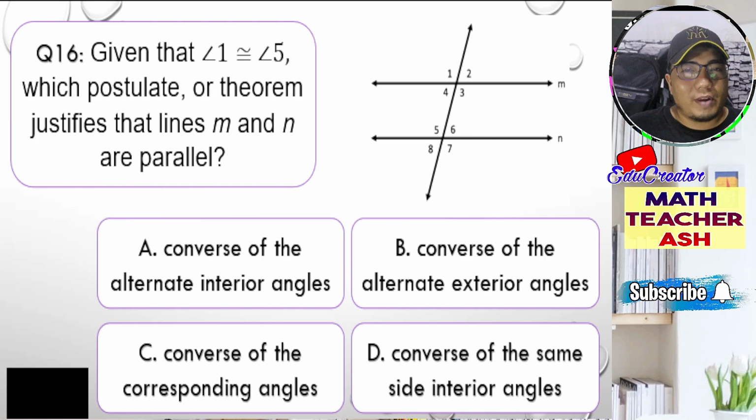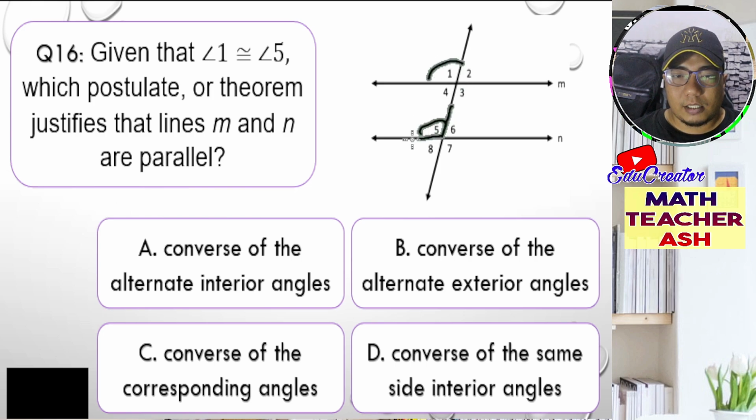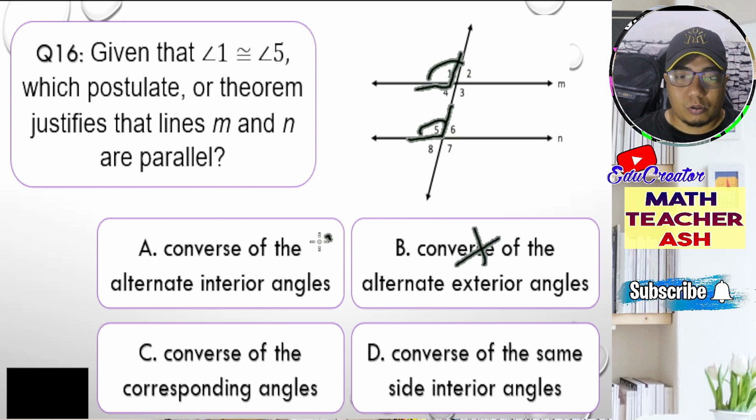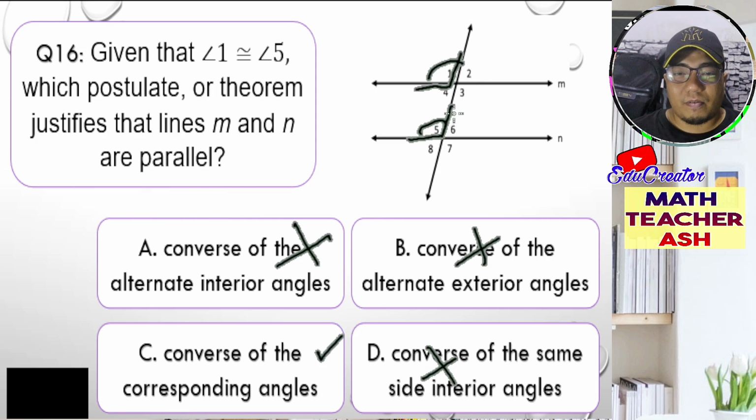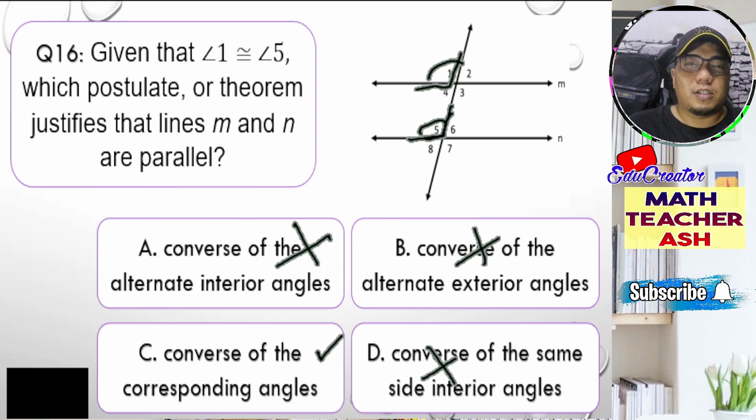Okay, math learners, another very easy question for this given. Why? Because we are talking about angle 1 and angle 5. As you can see, this is angle 1 and this is angle 5. So this is the position and also this is the position. Of course, these two are not alternate interior, because 5 here is interior, 1 here is exterior, so that is wrong. This is also wrong. Now, how about the same side interior? Again, this is also in the exterior, so this is also wrong. Therefore, the correct answer here is letter C because they have the same position, so of course they are considered corresponding angles. I hope it's clear, my dear math learners.